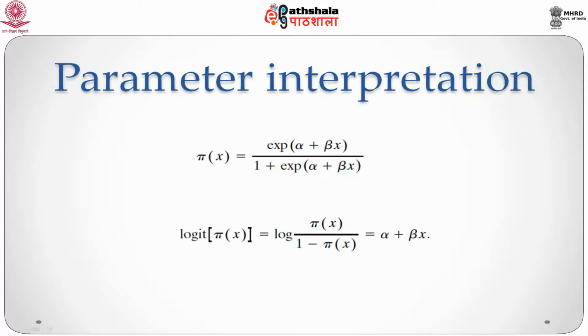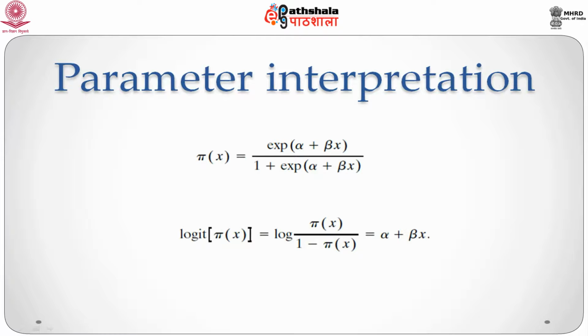Now, if we write out these two equations setting x equal to 0 and x equal to 1, it is possible to see that e to the power alpha emerges as the odds of the event y equal to 1 among the group x equal to 0. This is often termed the baseline group. E to the power beta turns out to be the odds ratio comparing those with x equal to 1 to those with x equal to 0 in terms of the odds of the event y equal to 1.